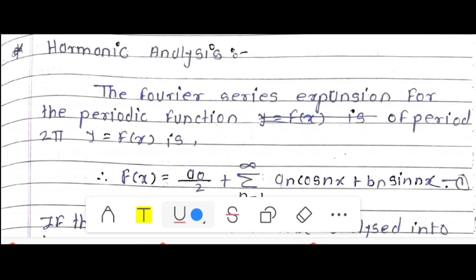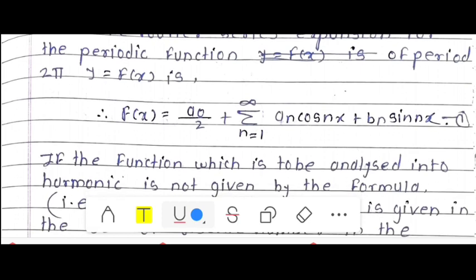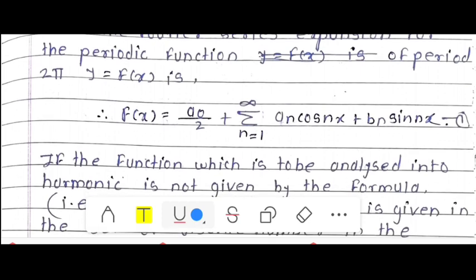In today's lecture, we will discuss the topic Harmonic Analysis. The Fourier series expansion for the periodic function of period 2 pi, y is equal to f of x, is equal to a0 by 2 plus summation n runs from 1 to infinity an cos nx plus bn sin nx.